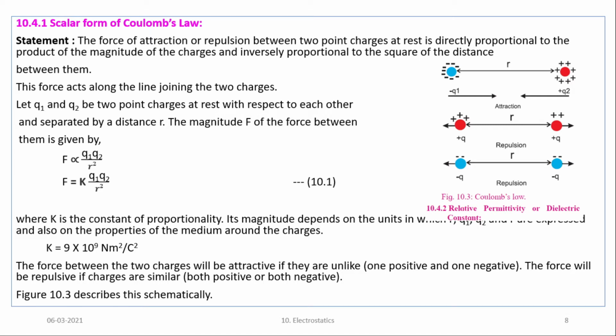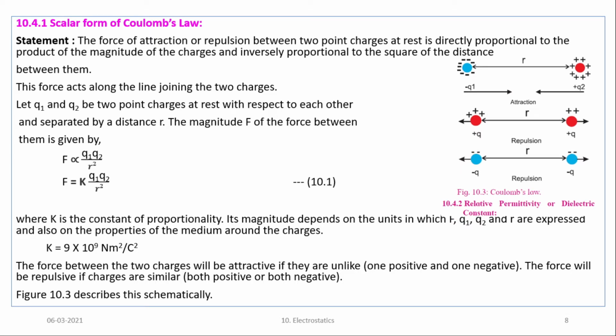Take a constant of proportionality and write the equation in equality. We get F is equal to K into Q1 Q2 upon r square, where K is the constant of proportionality and its magnitude depends on units of force, charges and distance of separation. The value of this constant of proportionality K is equal to 9 into 10 raised to 9 Newton meter square per Coulomb square.